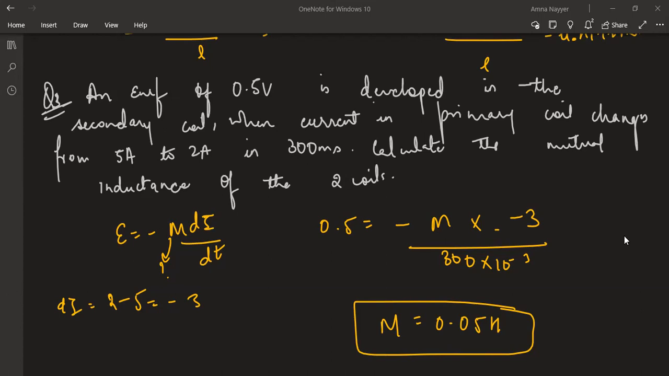Or a direction-based question can also come, which uses Lenz law. Application of Lenz law, or there was also one question: a wire that is kept along the north-south direction is allowed to fall freely. It was asked whether EMF will still be induced in the wire if it is falling freely. The answer will be no, because neither the horizontal nor the vertical component of Earth's magnetic field will be intercepted by the falling wire. That's why the wire kept along the north-south direction, which is allowed to fall freely, won't have any EMF.